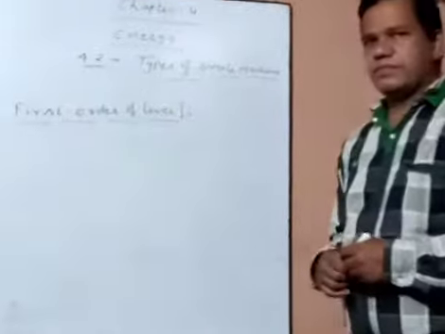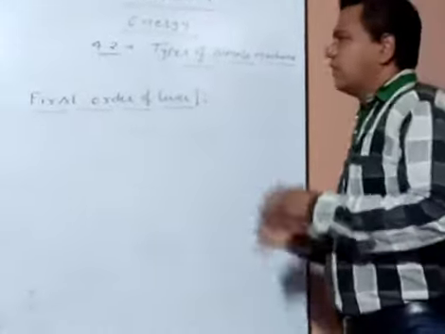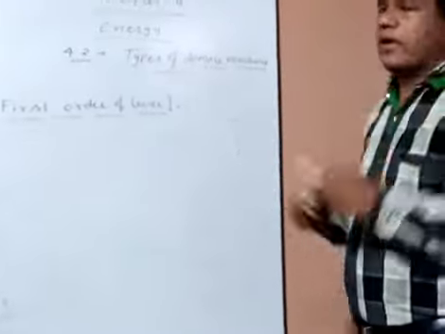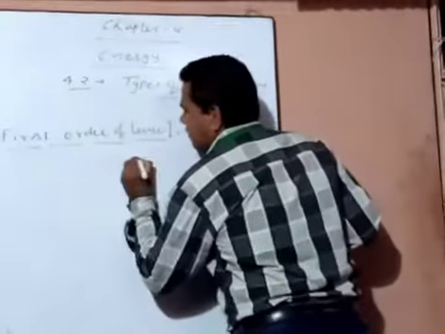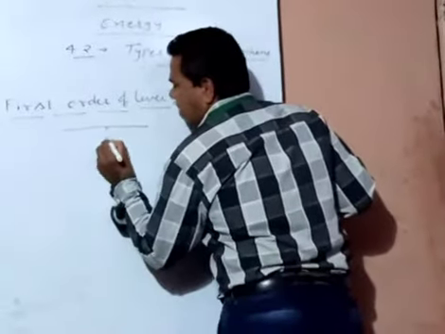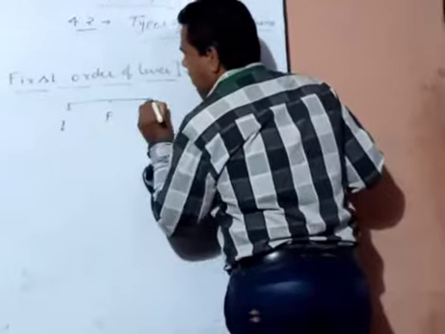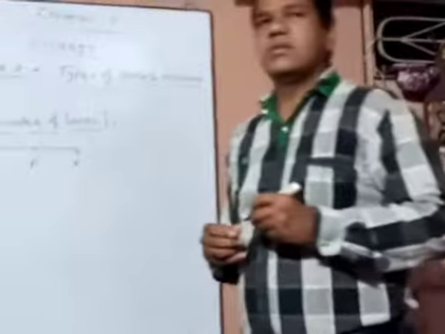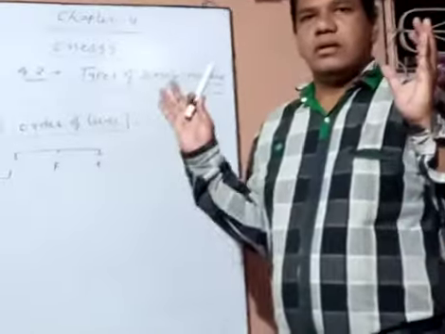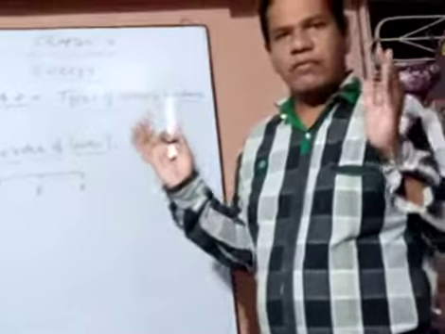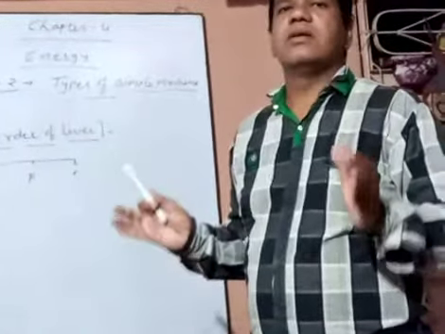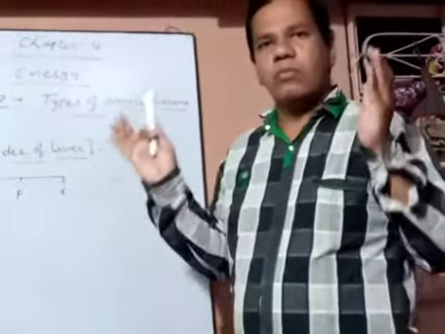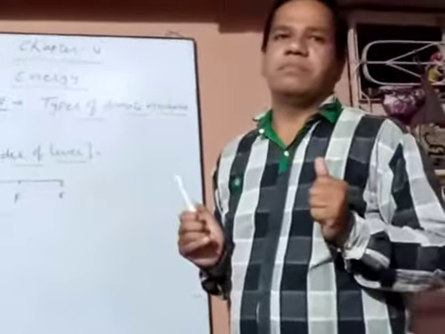First order of lever, that means first type of lever. In this lever, fulcrum is situated between load and effort. Fulcrum, load and effort. In this lever, the effort arm may be equal or less than or more than the load arm.